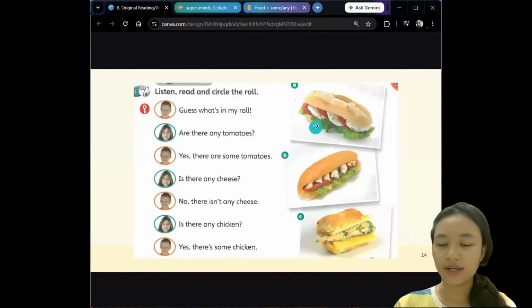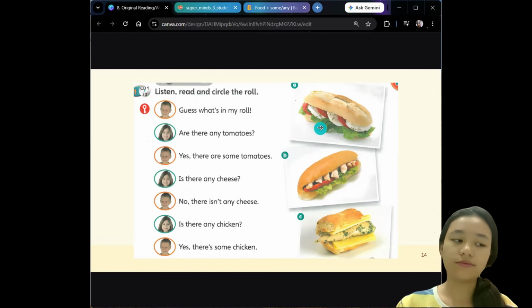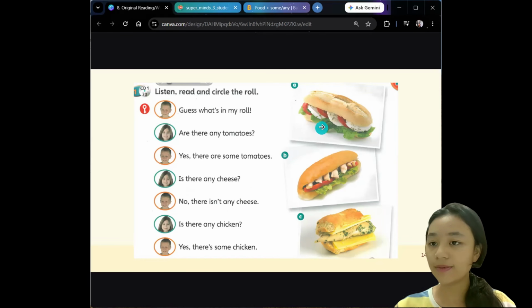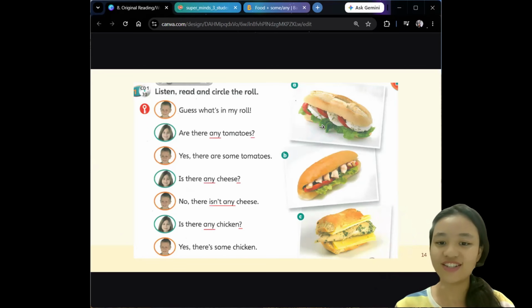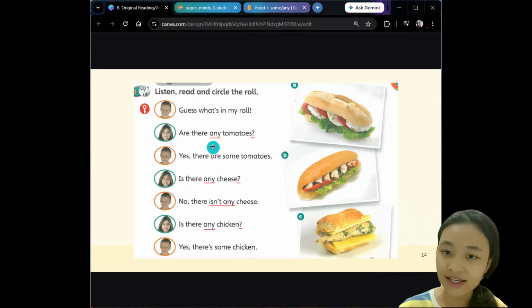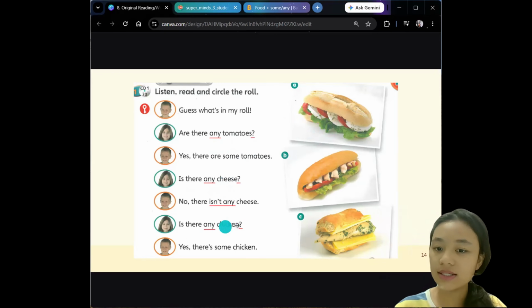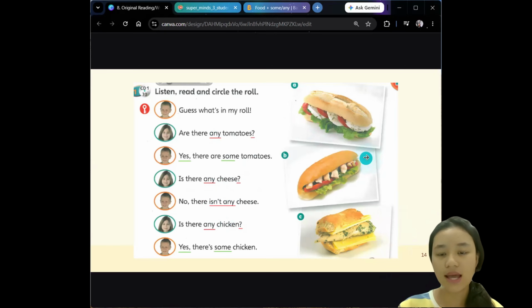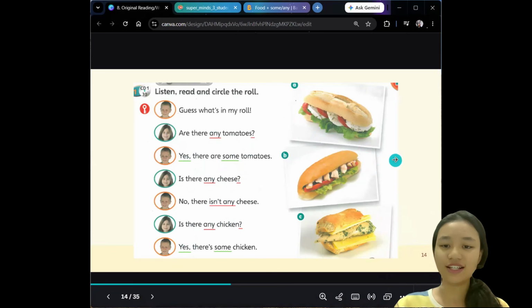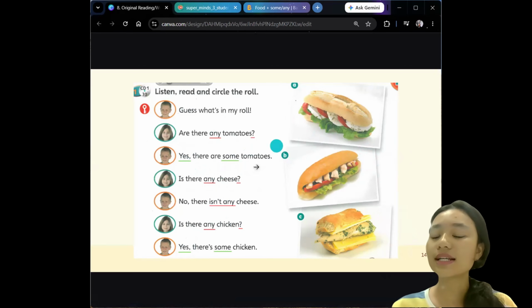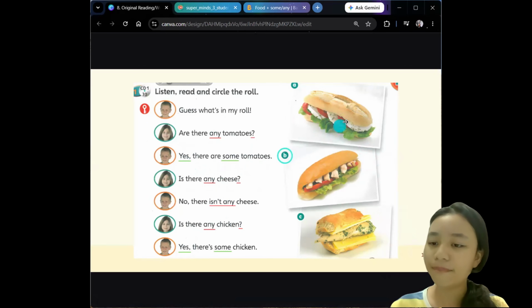Good job. Now, can you underline all of the sentences that have any and some for me? Good job. First, we have any with the sentences that are questions and any with a negative sentence. And next one, we have some. Some goes with the positive sentences. Good job. And with this exercise, the answer is B.